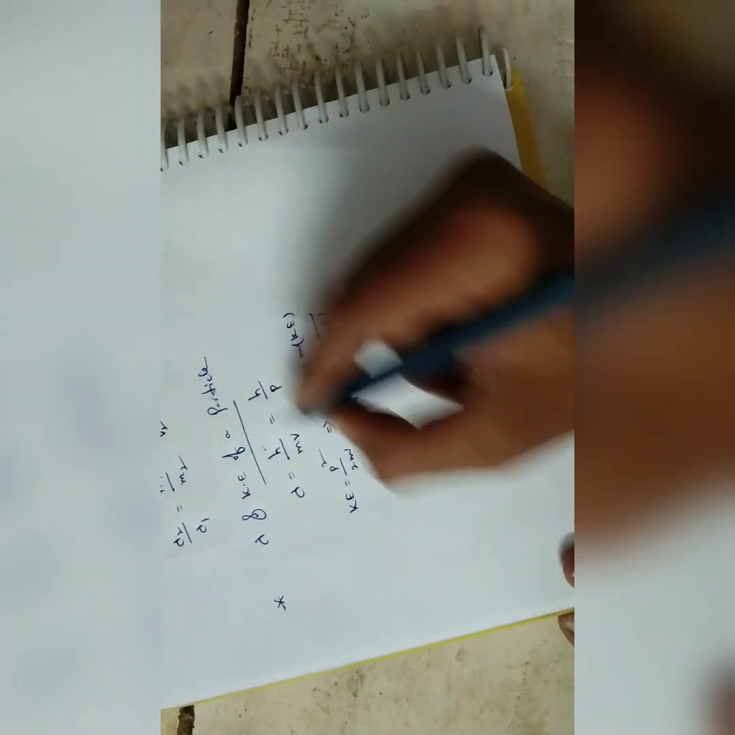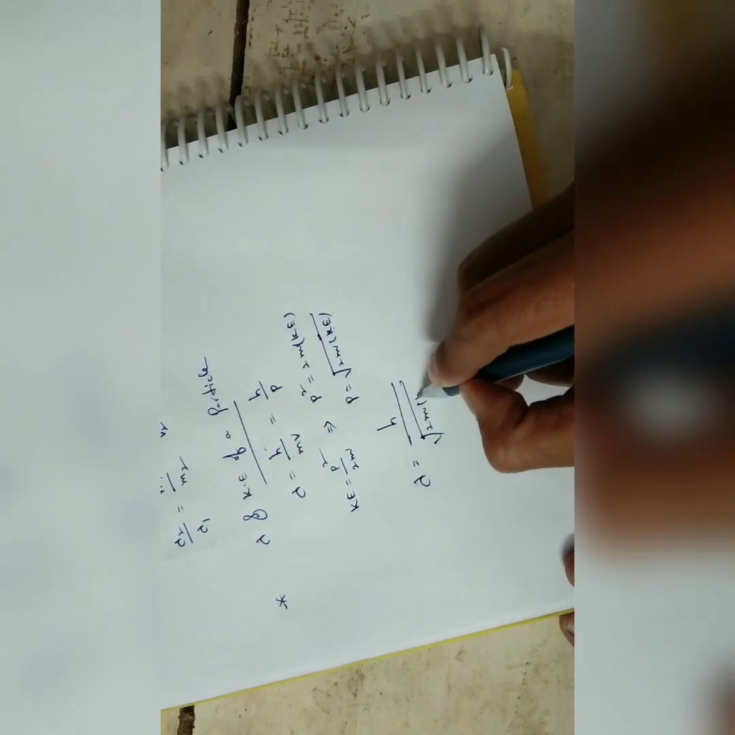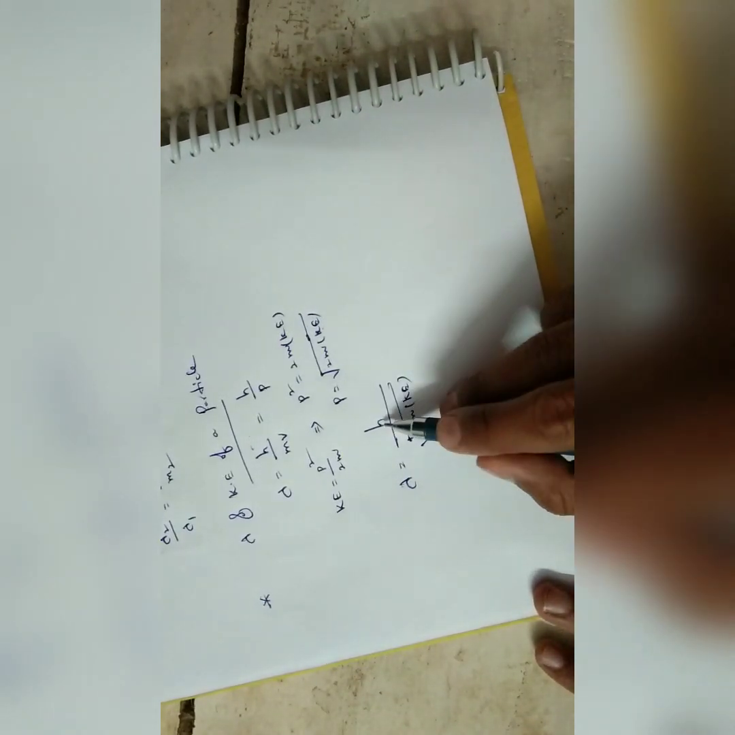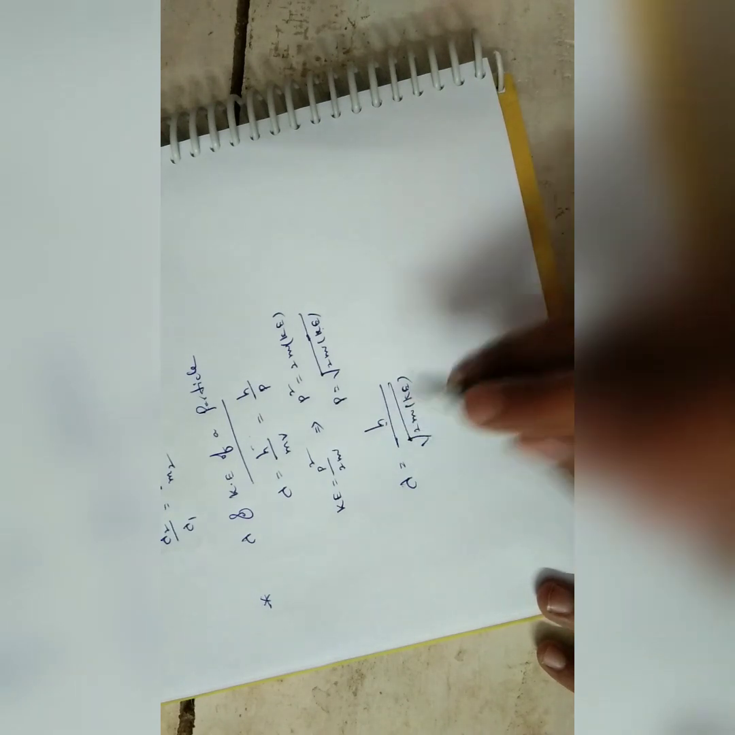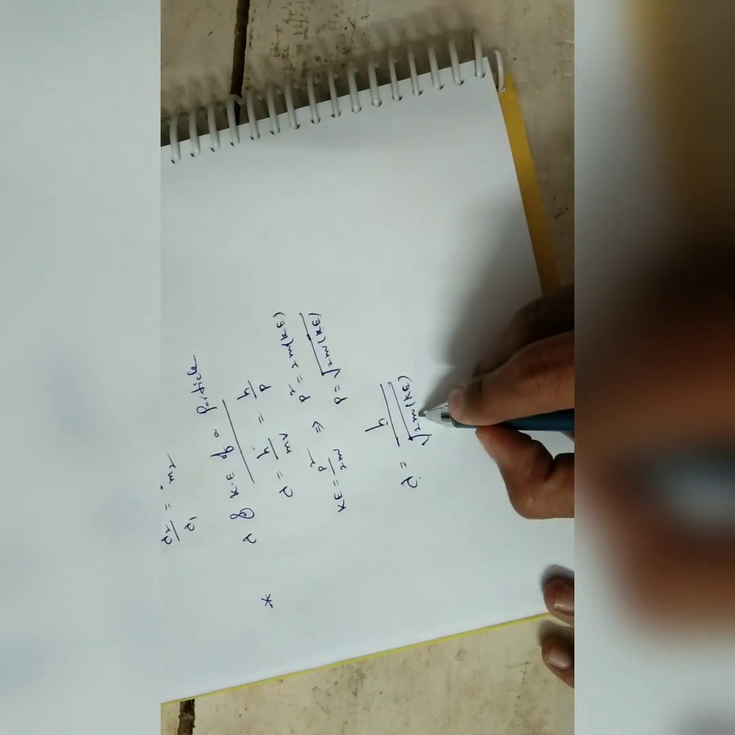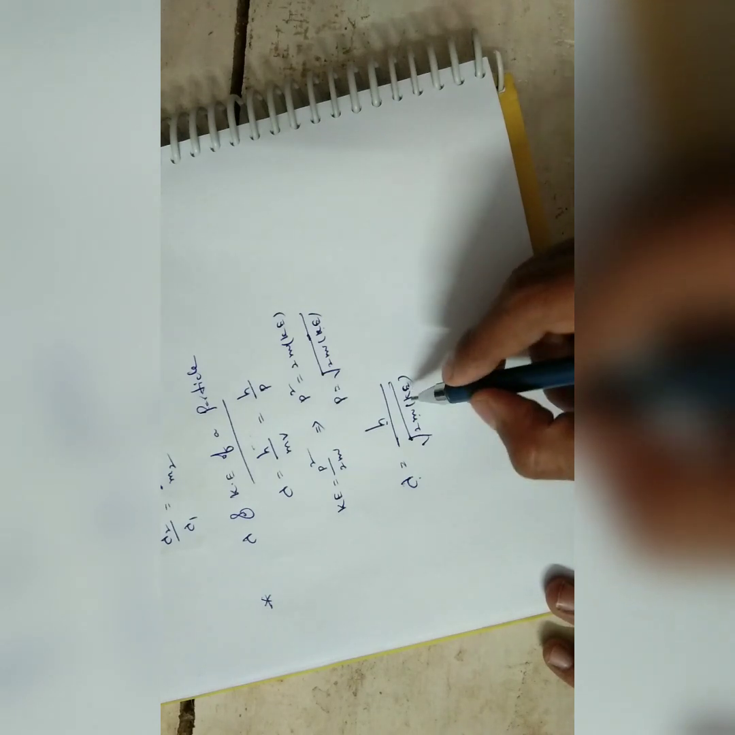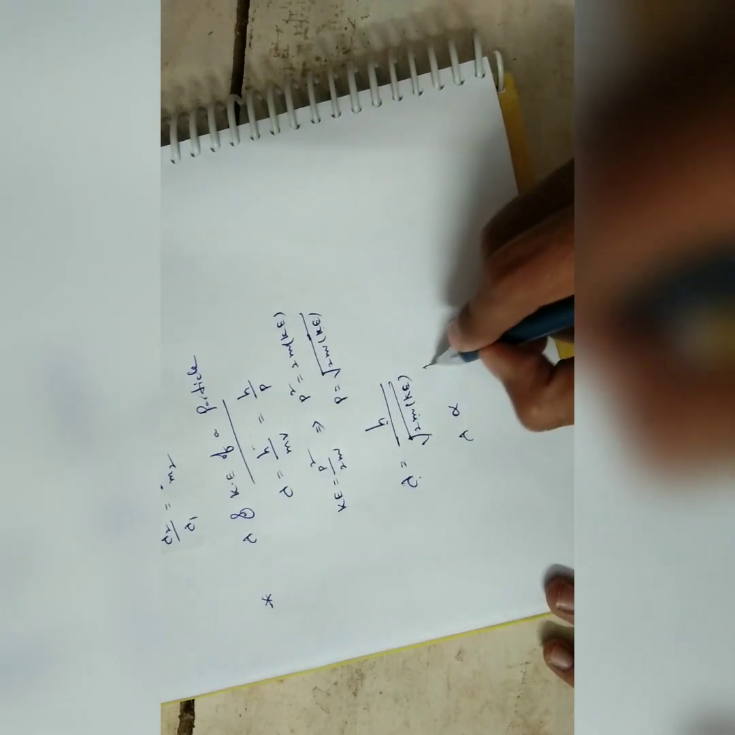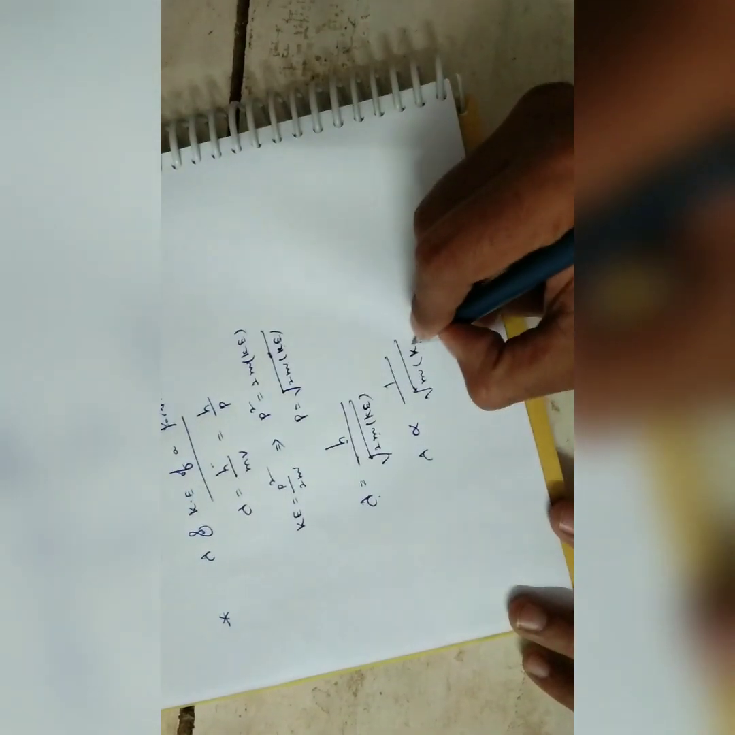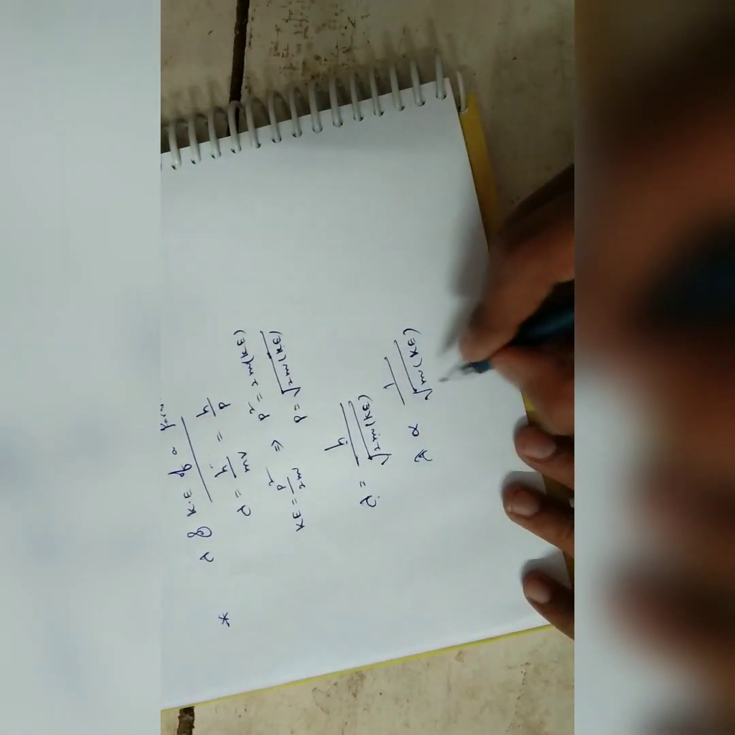Substitute this value in the equation: lambda is equal to h by root over 2m into KE. Here KE represents the kinetic energy, m is the mass of the charged particle, and h is Planck's constant, as you know. With this we get the relation between lambda, the mass of the charged particle and the kinetic energy of the moving particle: lambda is inversely proportional to root over m into KE.